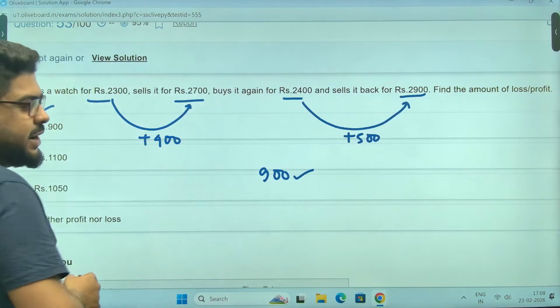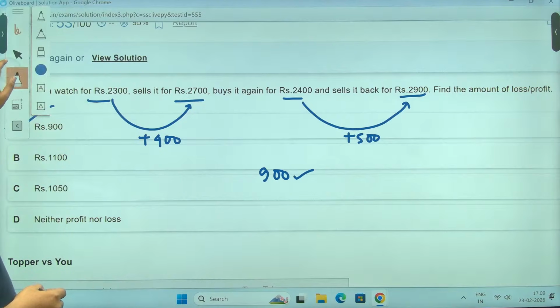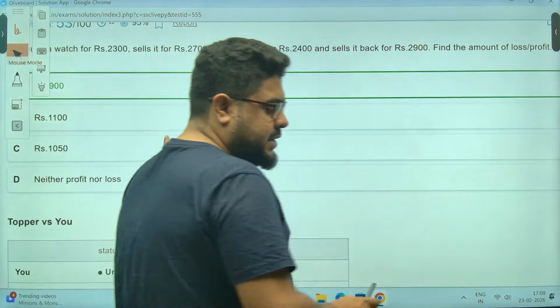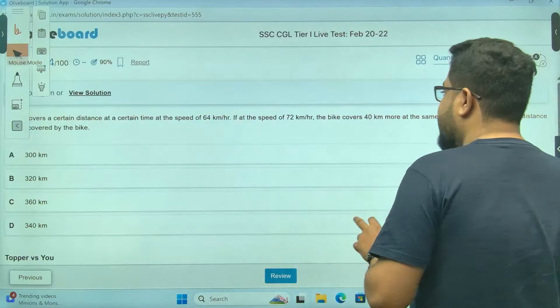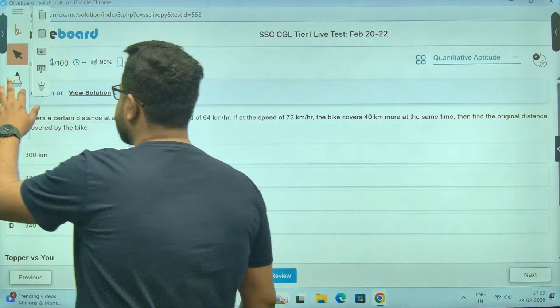We don't actually need pen and paper for this. It was a very simple question. It was indeed a very, very simple question.